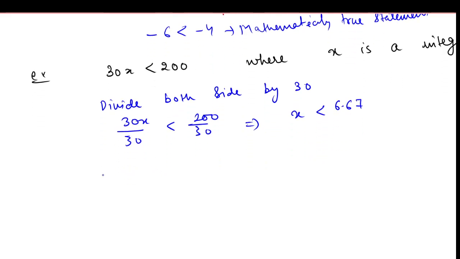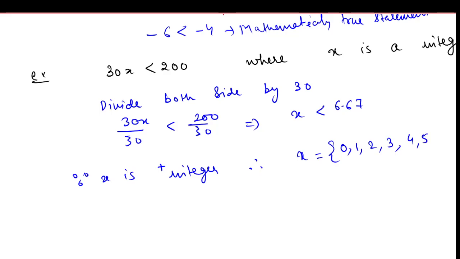Because x is a positive integer, therefore x is equal to 0, 1, 2, 3, 4, 5 and 6. So this is the solution set. This is how we solve an inequality by using rules of inequality.